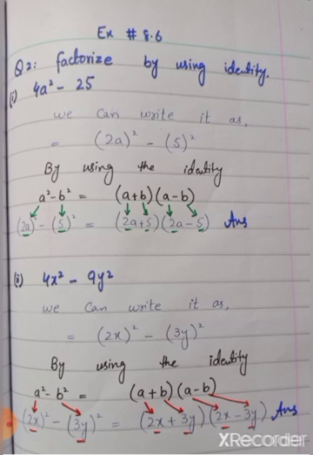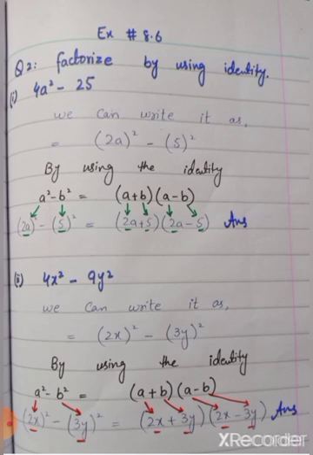Now we put the values. Here we put 2a in the place of a and we put 5 in the place of b. So we write 2a square minus 5 square is equal to 2a plus 5 multiply with 2a minus 5. This is the answer. Next we solve part 2 of question 2, that is 4x square minus 9y square.